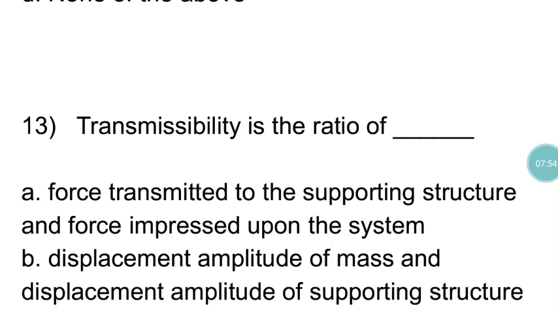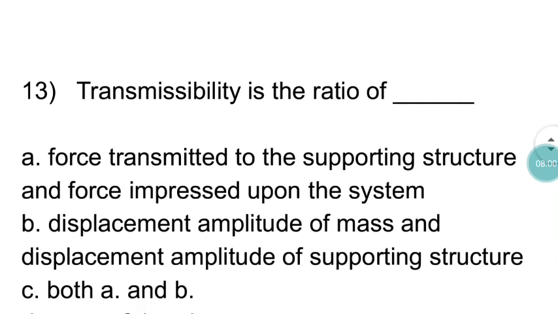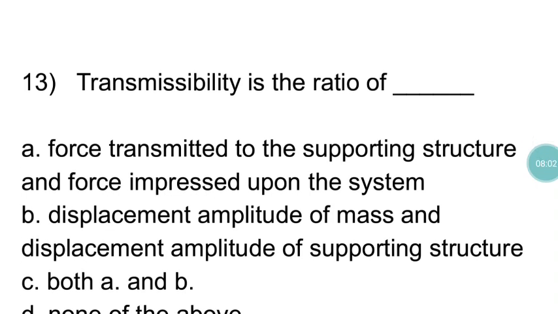Okay, question number 13. So they are asking what is meant by transmissibility. Okay, I will tell you the answer: it is the ratio of force transmitted to the supporting structure and force impressed upon the system. Also, the transmissibility is the ratio of displacement amplitude of a mass and displacement amplitude of supporting structure.